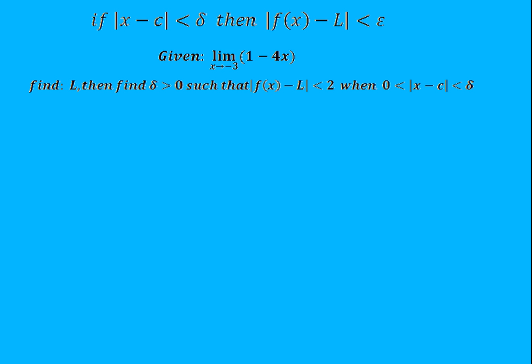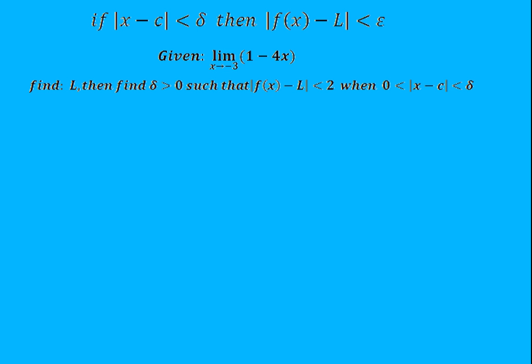My instructions state that they want me to find my limit, L, and then find a value for delta greater than 0 such that the difference between my function and my limit, taking the absolute value, is less than 2, when the absolute value of the difference of my x's falls between 0 and delta. In this line, I can see that they embedded more information where they replaced epsilon with 2.